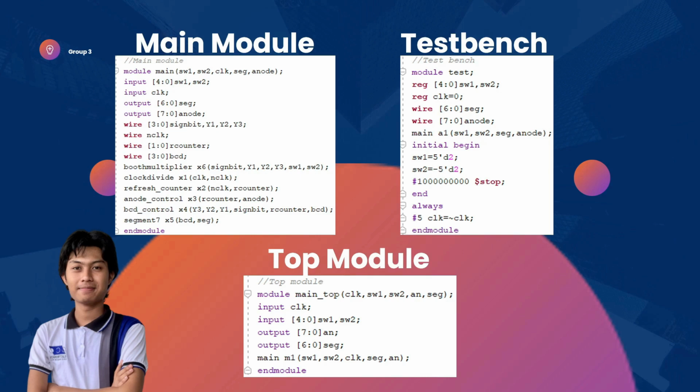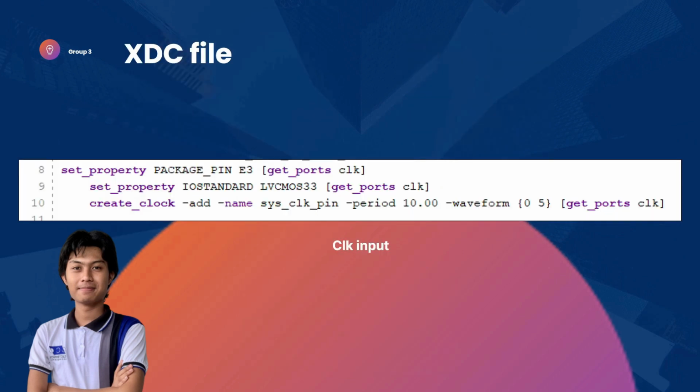In the test bench, this will give us a simulation result in Vivado, and random inputs were used. Then the top module has inputs and outputs that were based on the XDC file that I will discuss next. So let's proceed to the next slide. But first, I will explain the XDC file.